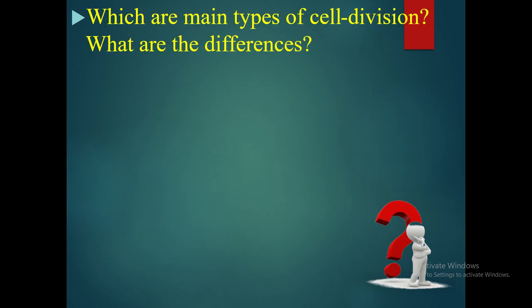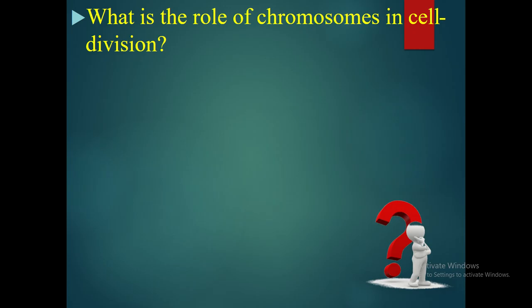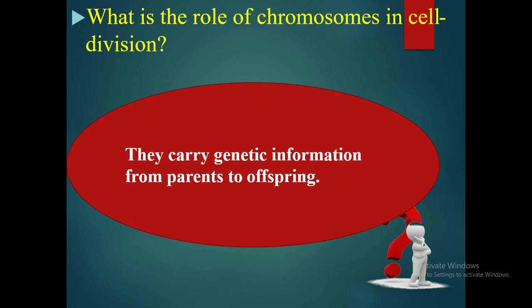Which are the main types of cell division and what are their differences? There are two types of cell division, mitosis and meiosis. The difference between these two we will see in the next slides. What is the role of chromosome in cell division? The chromosomes carry genetic information from parent to the offspring.